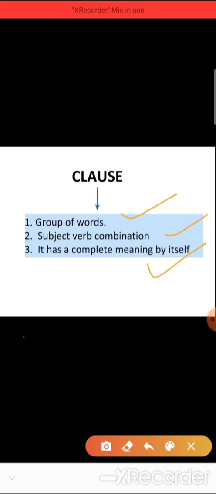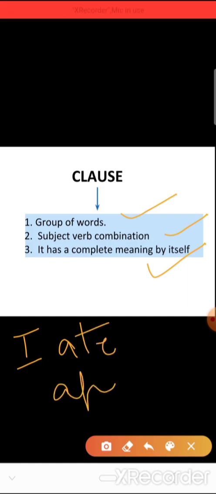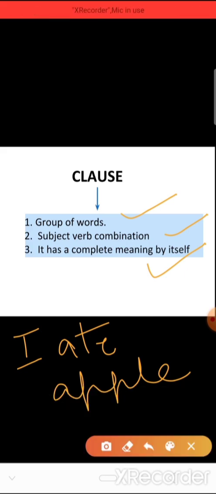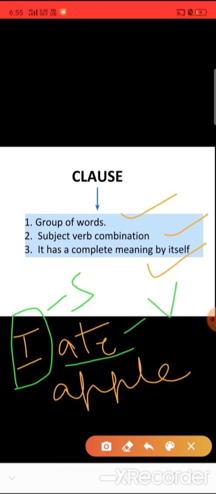If I say I ate apple, this is a clause. How can we say that it is a clause? In this sentence, we are talking about whom? We are talking about I. That means it is a subject. What am I doing? I am eating. That means it is a verb. And what am I eating? I am eating an apple. That means it is an object.